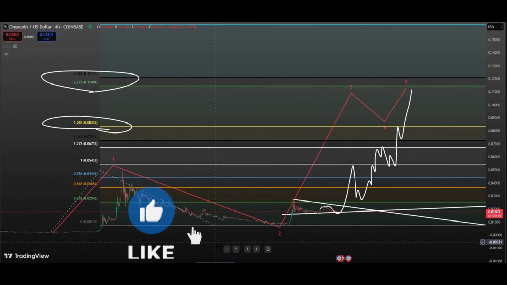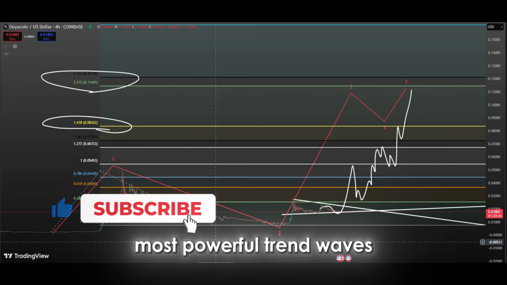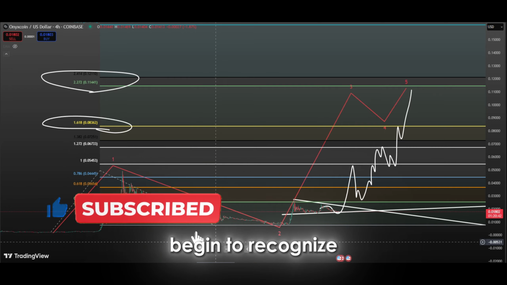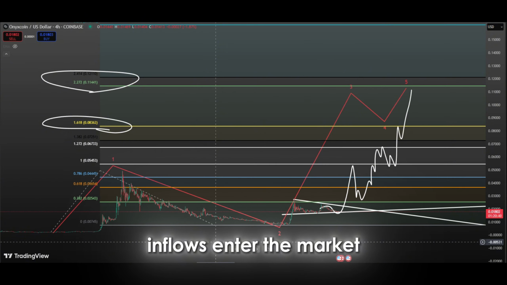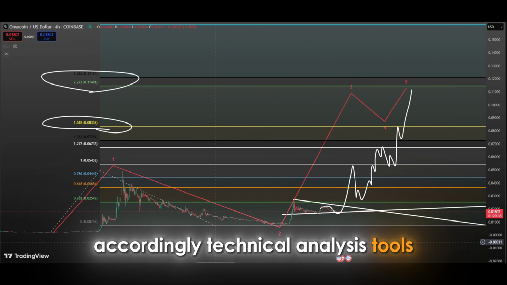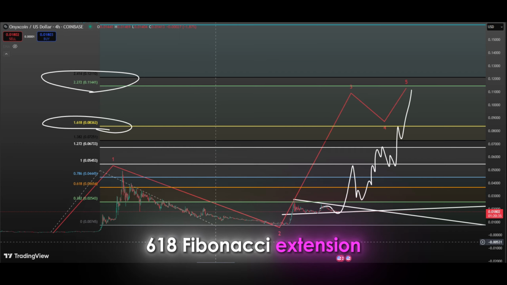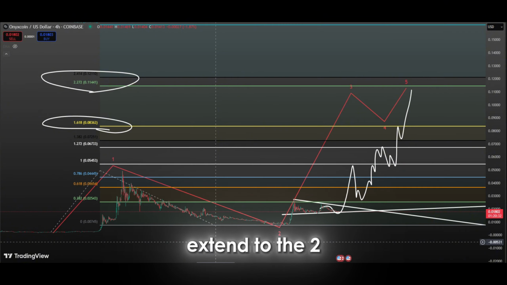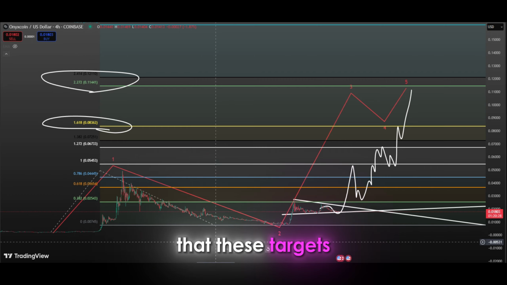tends to accumulate. For this reason, third waves are typically the longest and most powerful trend waves, as market participants begin to recognize the trend direction and larger inflows enter the market. Accordingly, technical analysis tools suggest that the third wave is expected to reach at least the 1.618 Fibonacci extension. A more aggressive move could even extend to the 2.272 level, which would not be surprising. However, it's important to note that these targets are not expected to be reached in the short term.